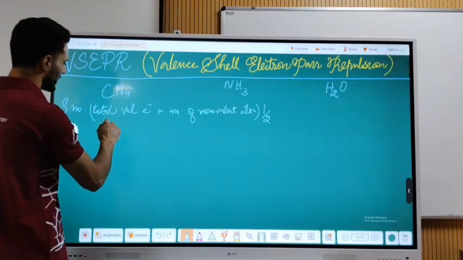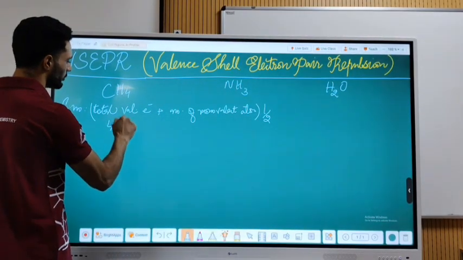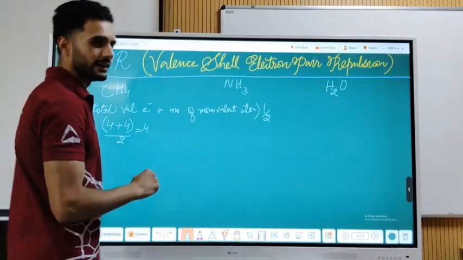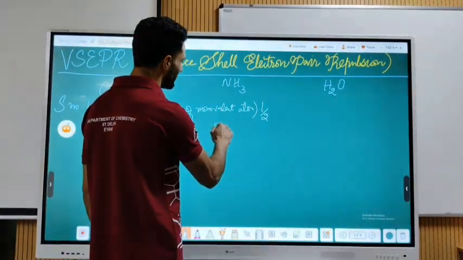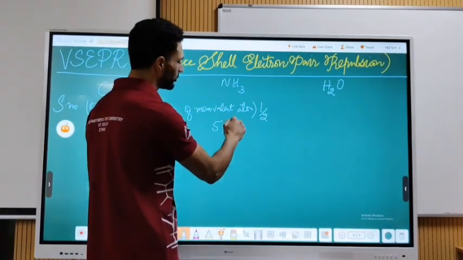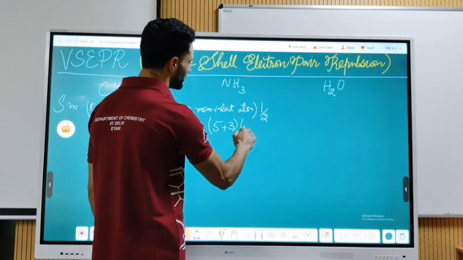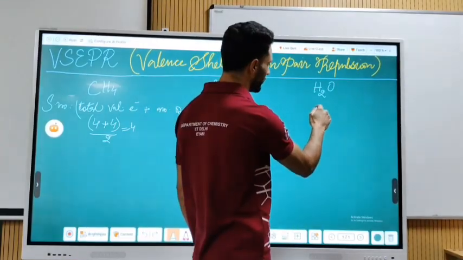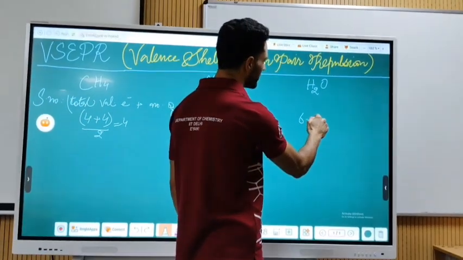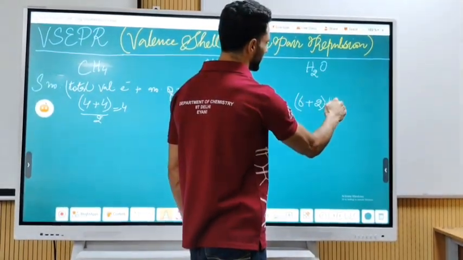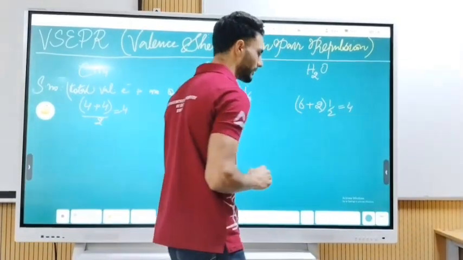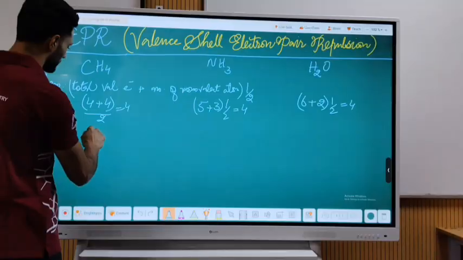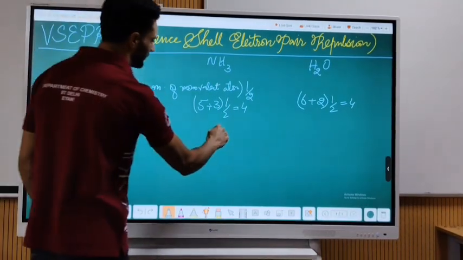In methane molecule, the carbon having 4 valence electrons plus 4 monovalent atoms divided by 2, which is equal to 4. In case of ammonia, nitrogen having 5 valence electrons and 3 monovalent atoms, and its half will also be equal to 4. And in case of water, the oxygen having 6 valence electrons plus 2 monovalent atoms divided by 2, which is also equal to 4. Which shows us that hybridization of these three molecules is sp3.